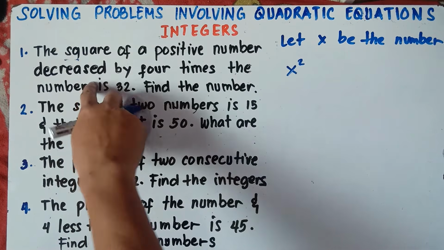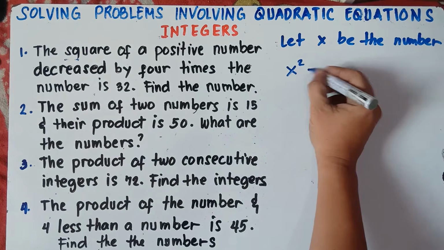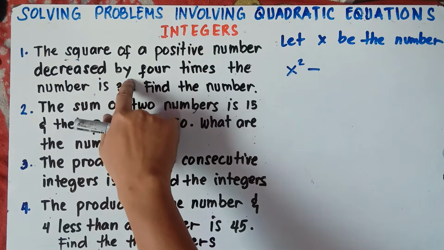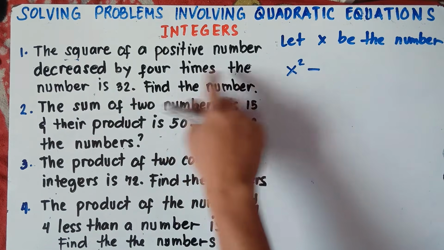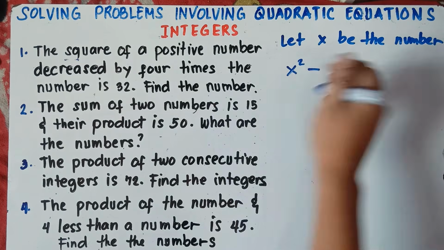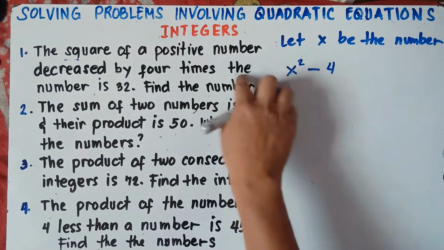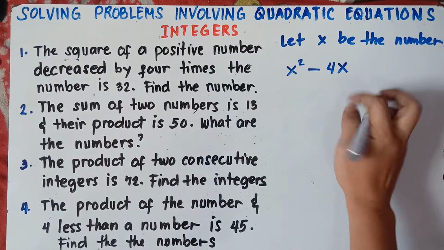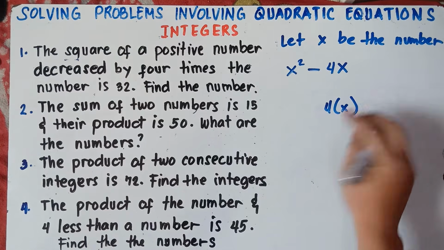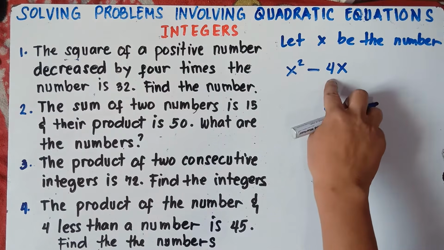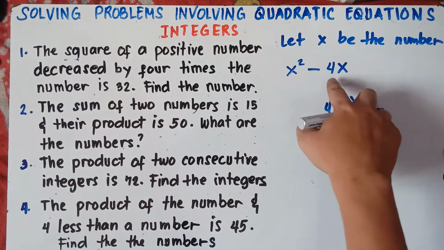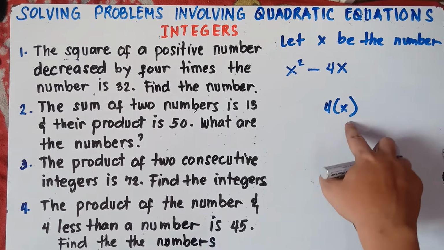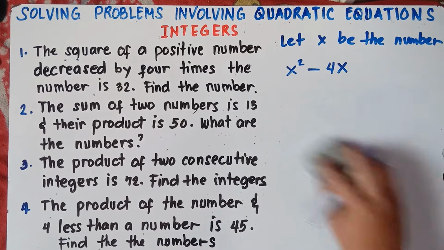Decreased, the word decrease means minus. Minus by 4 times the number, so 4 times the number, and the number is x, so 4 times x, that would be 4x.